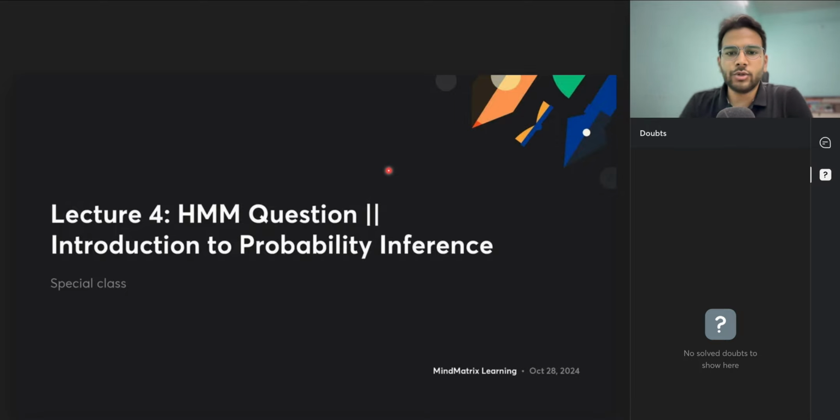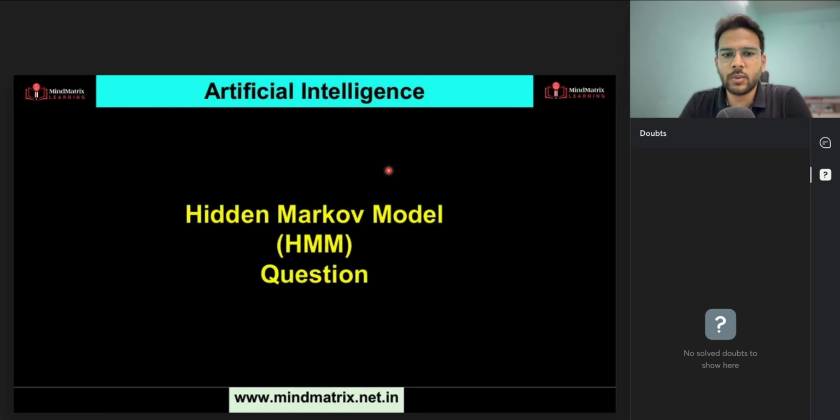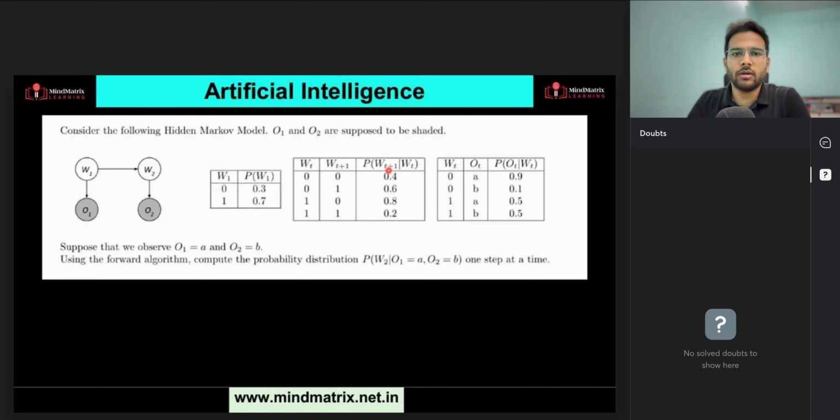So let's get started, and first let's solve this one question based on the hidden Markov model. Is this question visible to all of you clearly? I guess yes, it is visible. So let's first read the question, what it is saying.